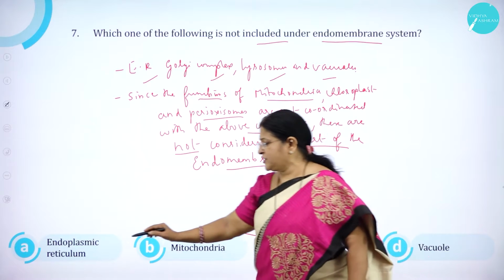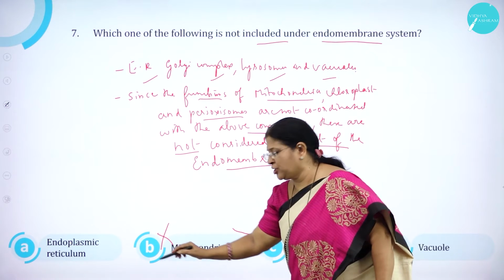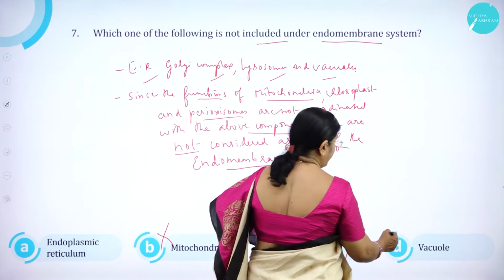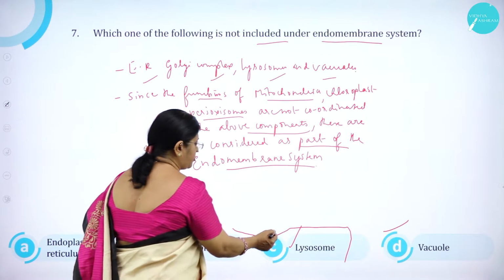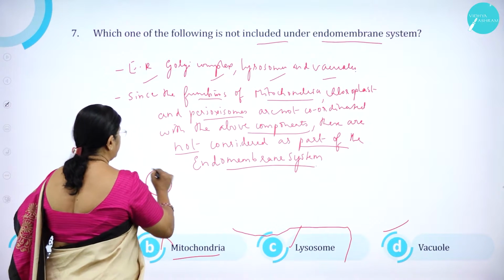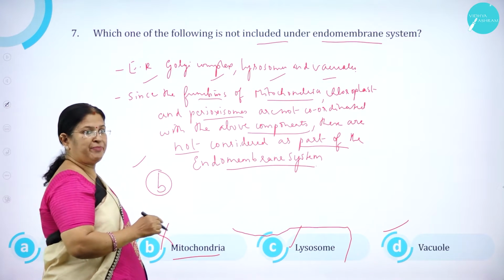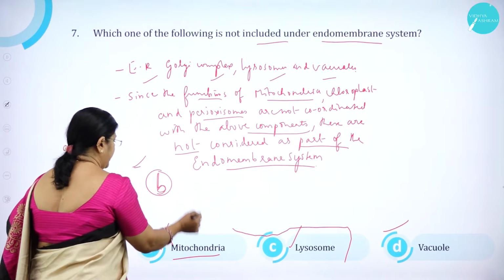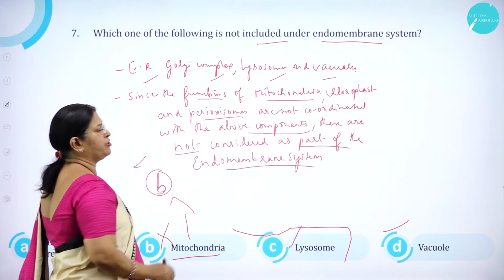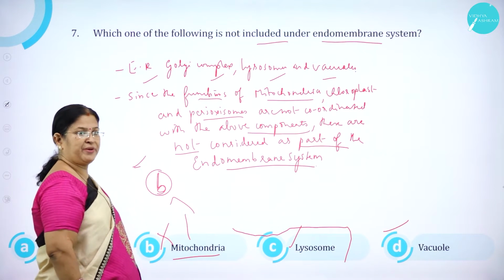Option A, that is endoplasmic reticulum, it is included. Mitochondria not included. Lysosomes included. Then vacuole included. So which is the option which is wrong? That is mitochondria, option B. Mitochondria is not included under the endomembrane system, whereas the other three are included under the endomembrane system.